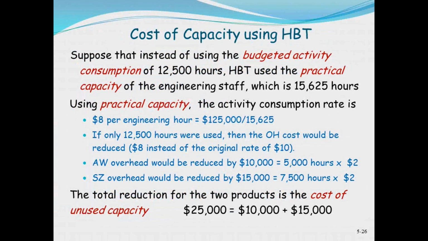So the costs would be less, and you would then be able to determine the cost of unused capacity and make a decision what you want to do about that. So rather than automatically put the total cost of the engineering department and allocate it, you only allocate out what was used. And let the manager of the engineering department have to figure out the rest. In this case, $25,000. So ABC allows you to do an analysis like this.